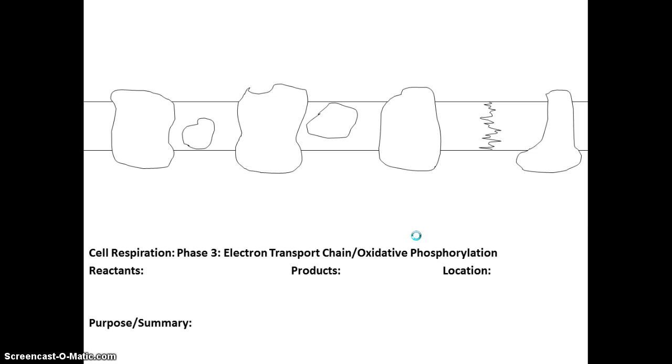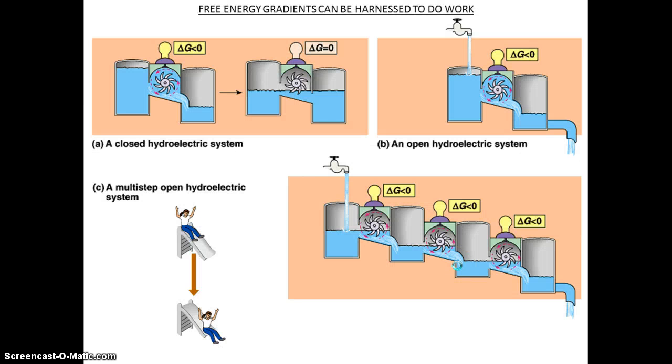Use this as a graphic organizer to review the electron transport chain. What are the reactants? What are the products? Where is it happening? And what's the purpose of the electron transport chain, or oxidative phosphorylation? And remember what's happening here: we're harnessing that free energy in small steps. So life is like this picture, where the delta G is coupled to pumping hydrogen ions into the intermembrane space and harnessing that energy in small multiple steps, not just one big step like here.